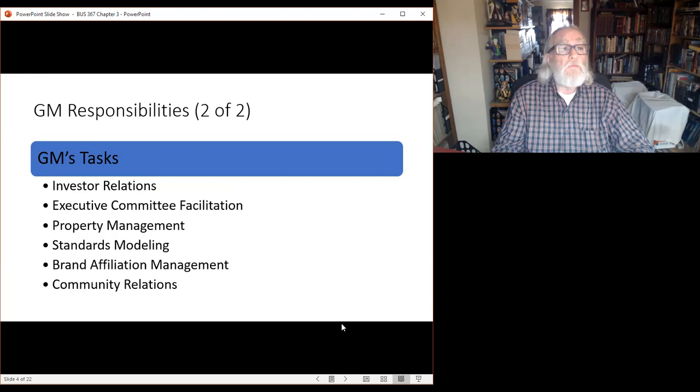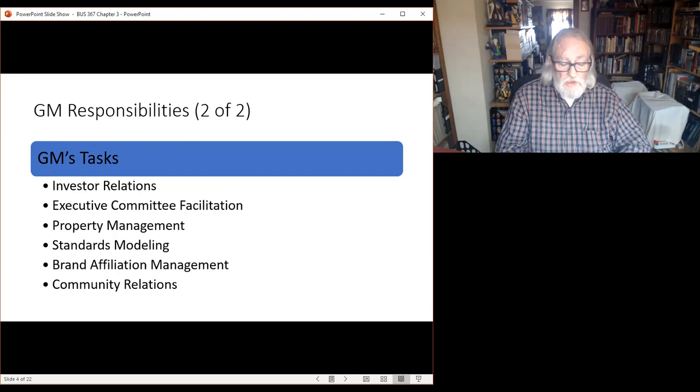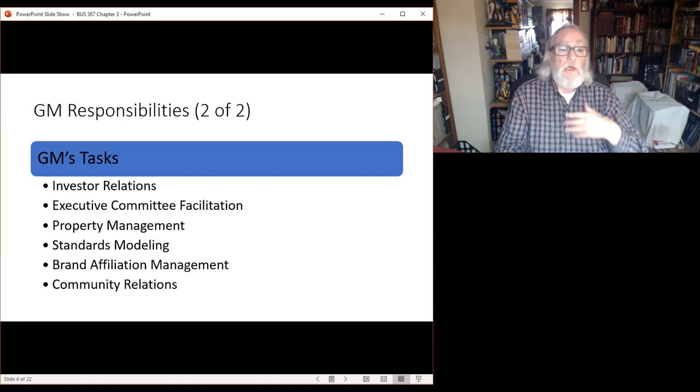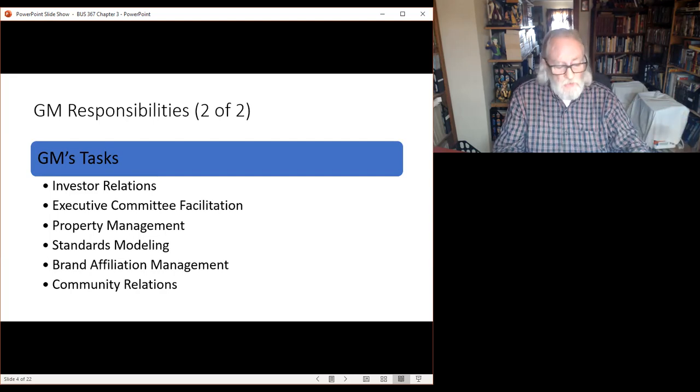So as you can see here, we've got our tasks and so forth. Really, we're talking about the responsibilities of the GM. And so they're held accountable, and they're held accountable in what you can obviously see are the most important areas in the operation. And we will cover these topics in detail as we move along. So, investor relations, executive committee facilitation, really the creation of your team, property management, standards modeling, another way to say role modeling, brand affiliation management, and then also some comments towards the end, in particular how to handle good community relations. So you can see there's a lot going on in the realm of the GM's scope of operations. Their responsibility is wide in many areas.